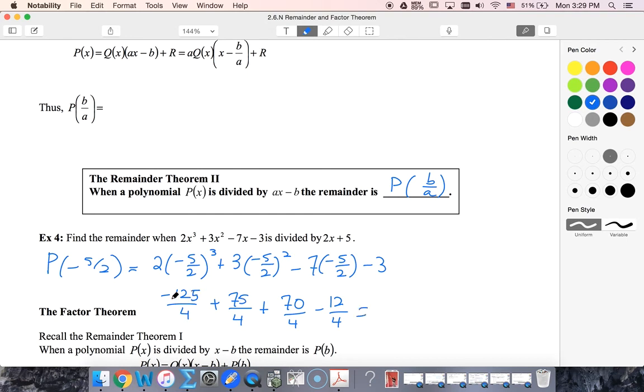I'll end up with negative 50 plus 70 is 20 minus 12, 18 over 4, which ends up giving me 9 halves or 4.5.